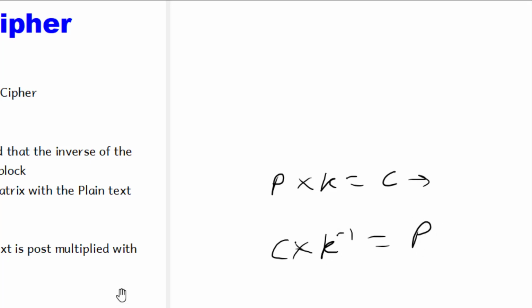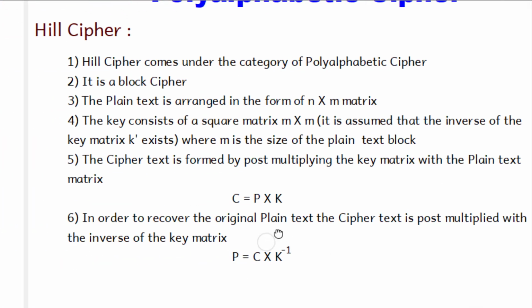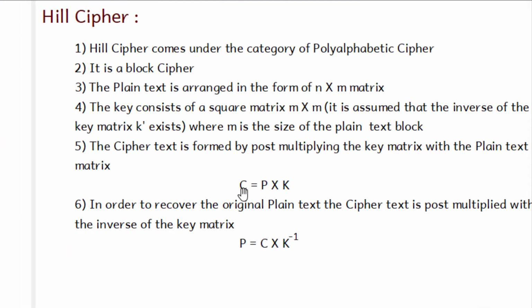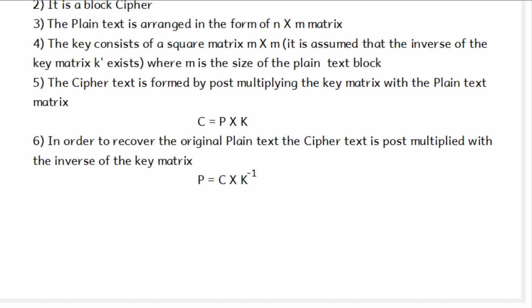So this is of course a simple mathematical part here. As we can see, for getting the cipher text, we multiply p with the key matrix, and to recover the plain text, we multiply the cipher text with the inverse of the key matrix. So this is simple. We can see this mathematically also.